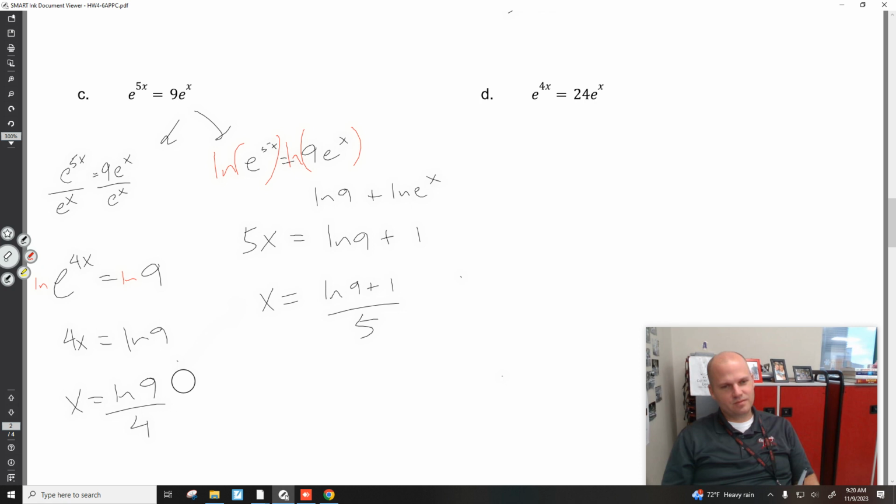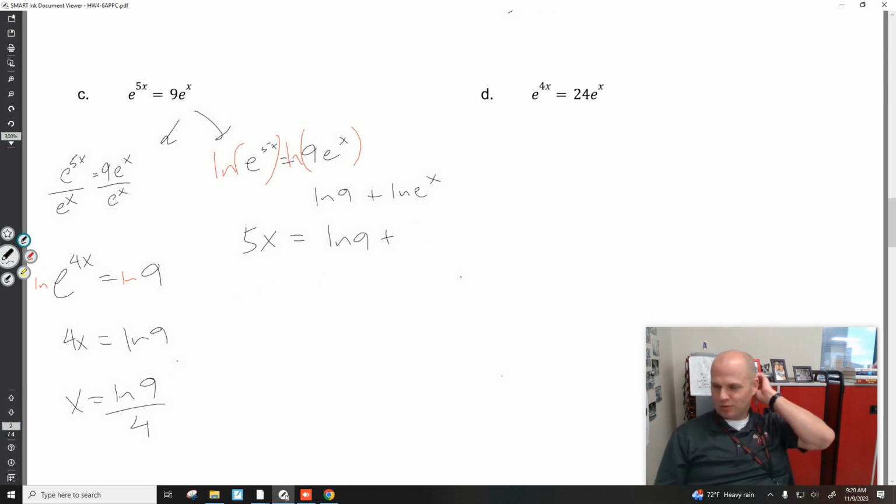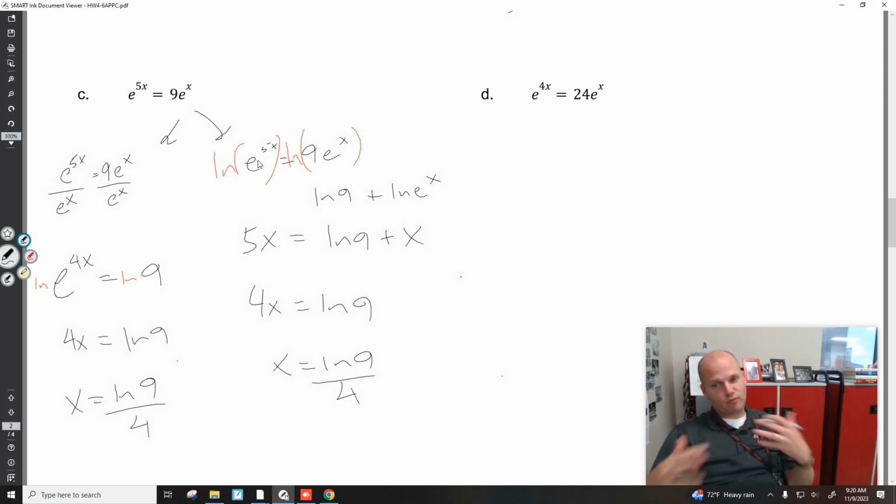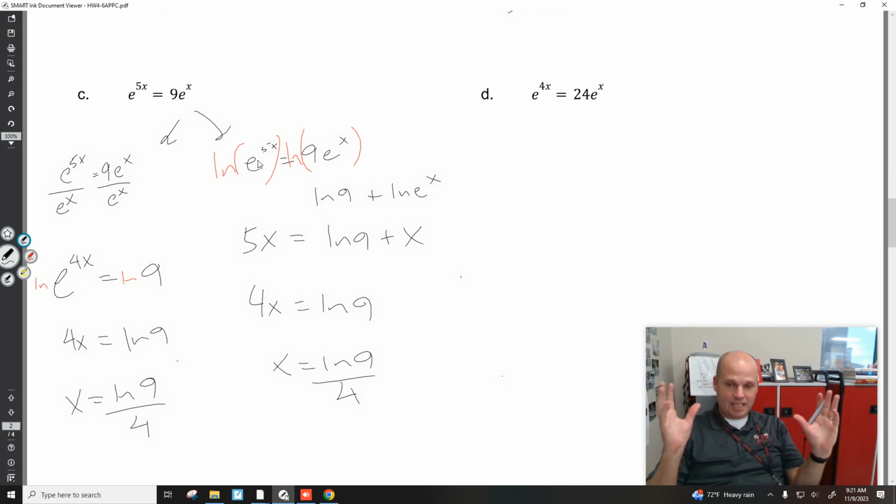They're the same. When we do these problems the first time, we'll make mistakes. The natural log of e to the x is not 1. The natural log of e to the x is x. Subtract an x. Boom, look, we're getting the same answer. 4x equals the natural log of 9. X equals the natural log of 9 over 4. So two different ways. You're going to see a little bit later that sometimes the first step for these exponential equations is to take the natural log of both sides.